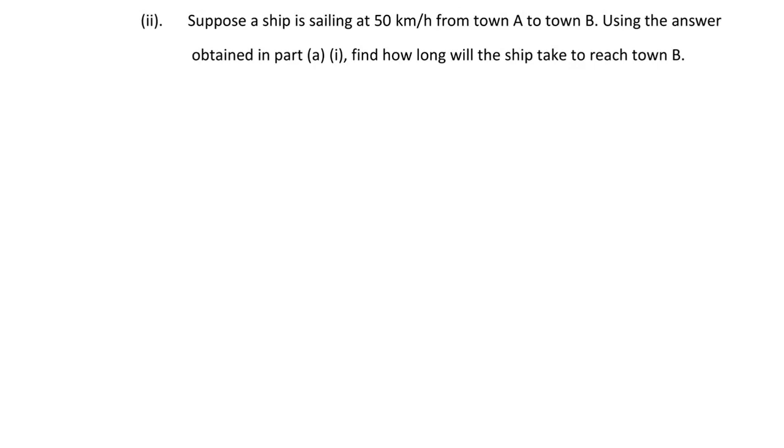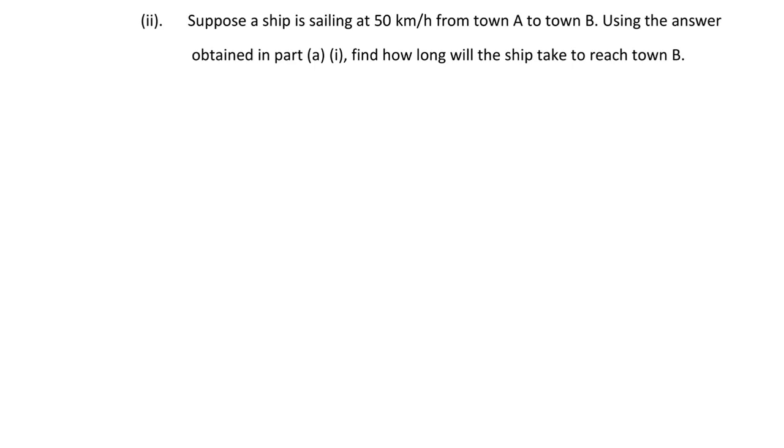For Roman 2, suppose a ship is sailing at 50 kilometers per hour from town A to town B. Using the answer obtained in part A above, find how long the ship will take to reach town B.